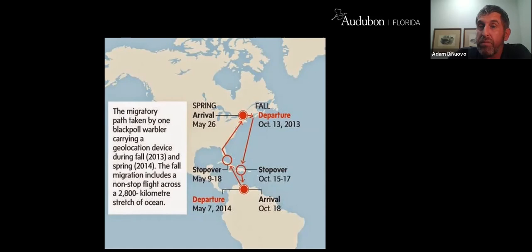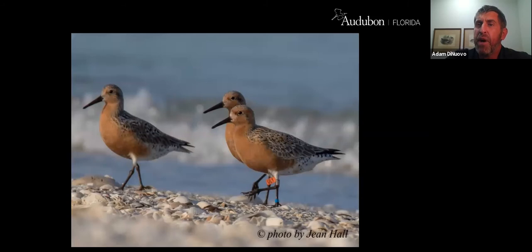And here's the shorebird ambassador. This kind of put shorebirds on the map. Shorebird conservation on the map was this bird here. This is a red knot. And red knots are known for their epic migration. It's a bird that most people that look at shorebirds know about, they're into, they're out looking for.